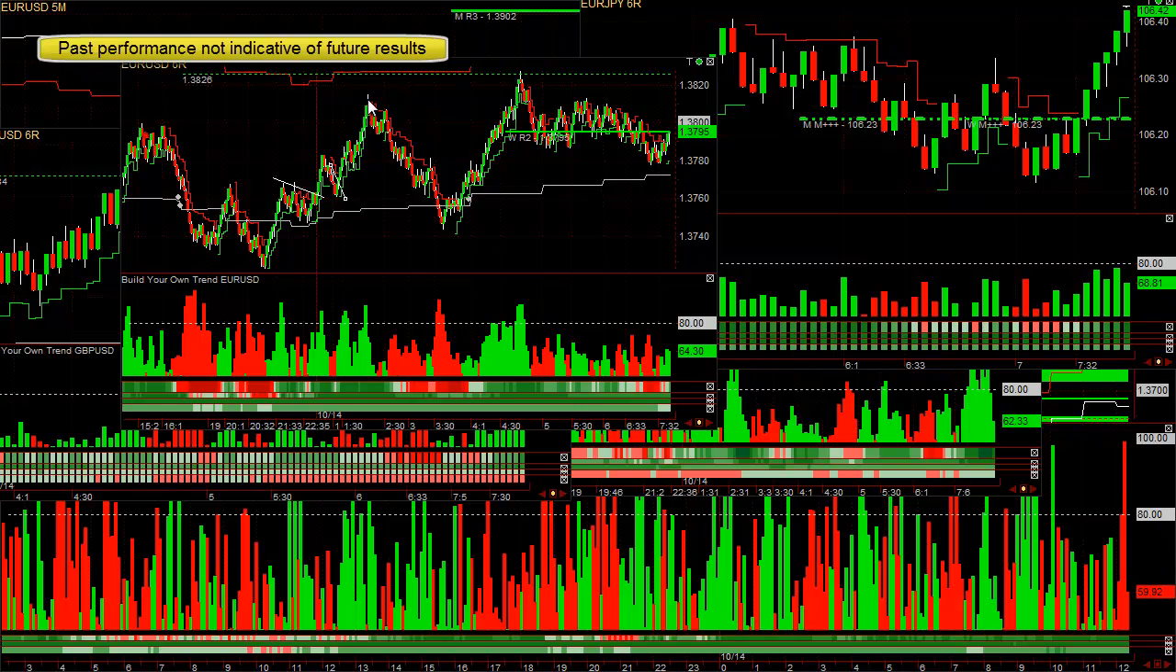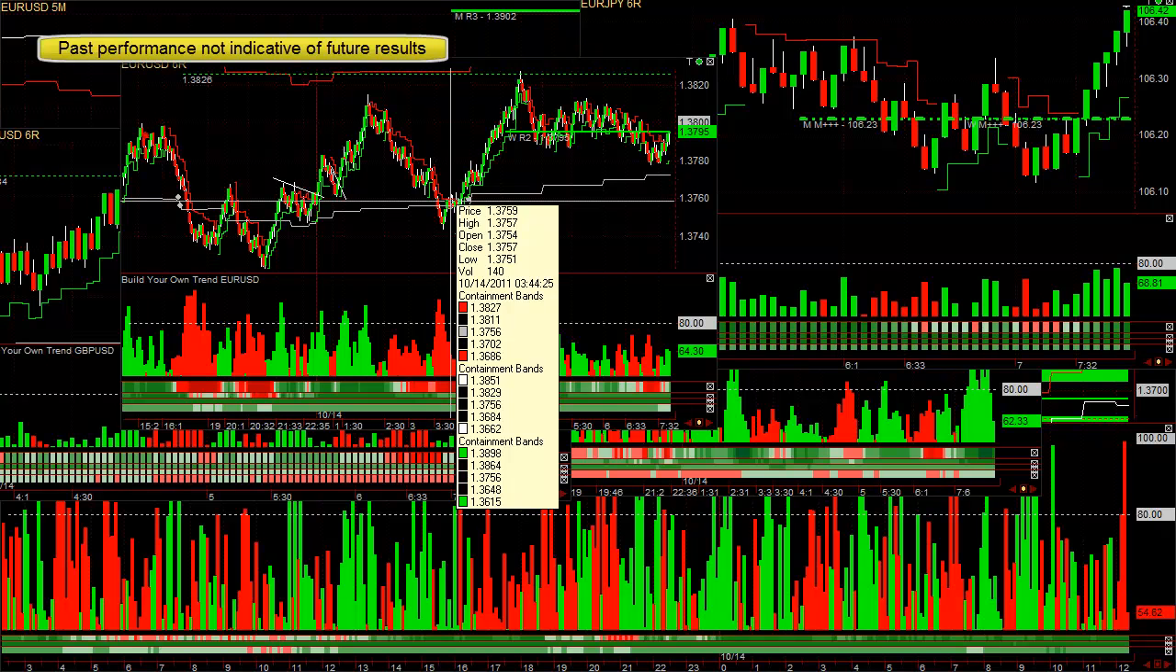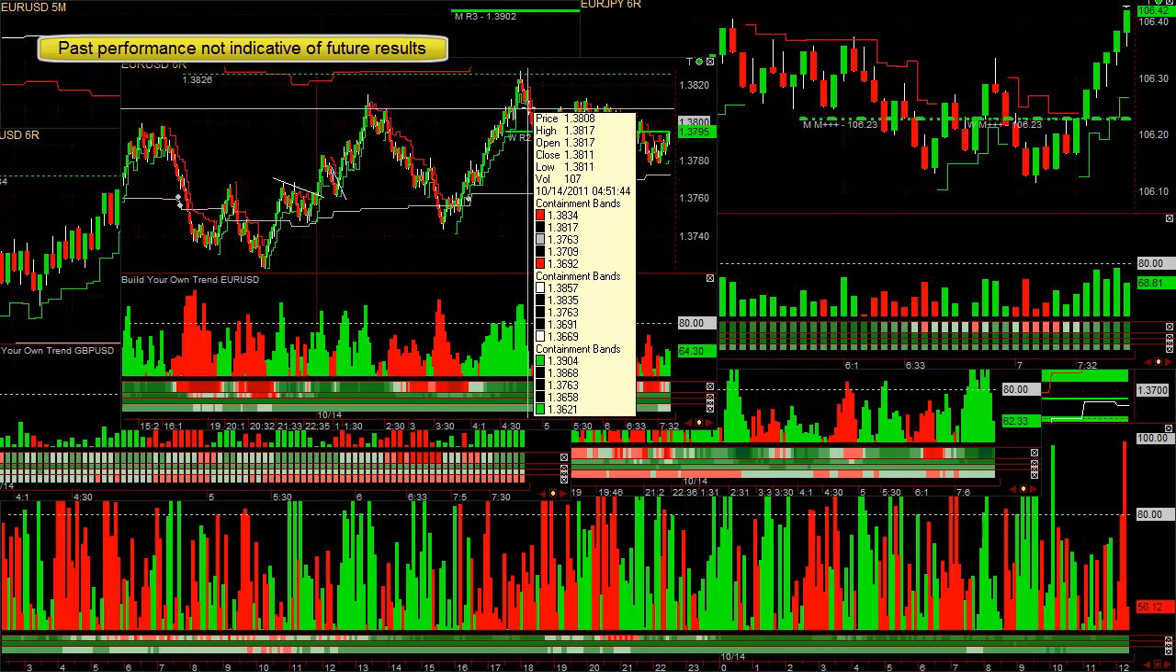38.10. Notice this pullback. If you got into a trade here, you have a loss. If you bought this breakout right here, you're in, or this, using our intelligent trailing stop here, in at 59, out at 08.